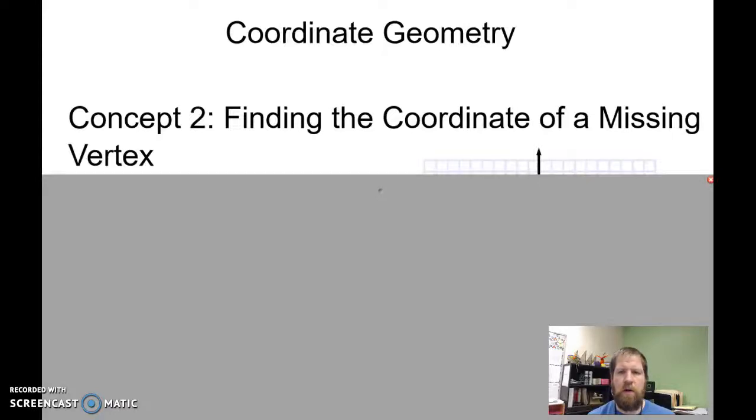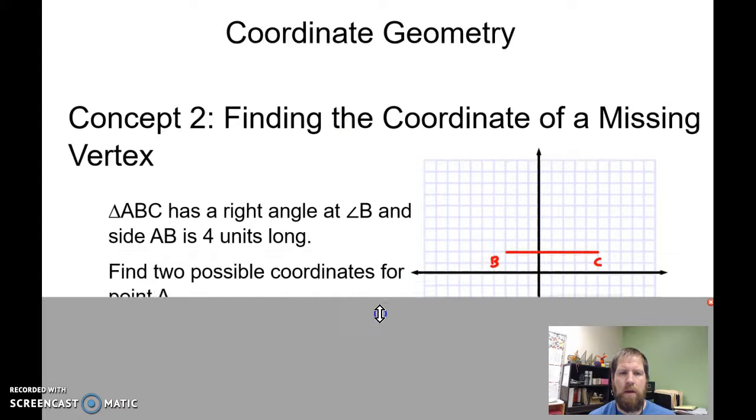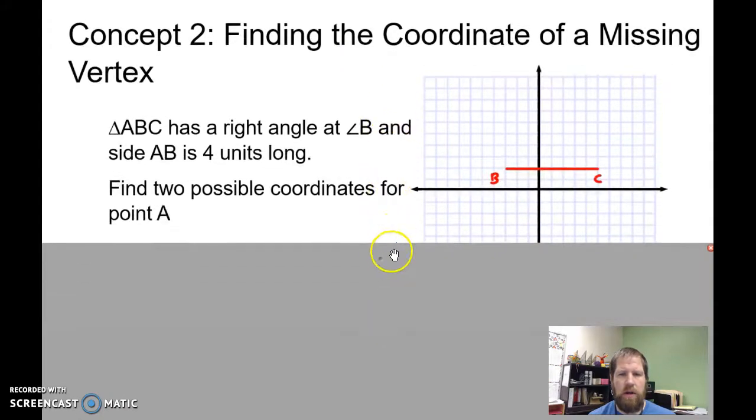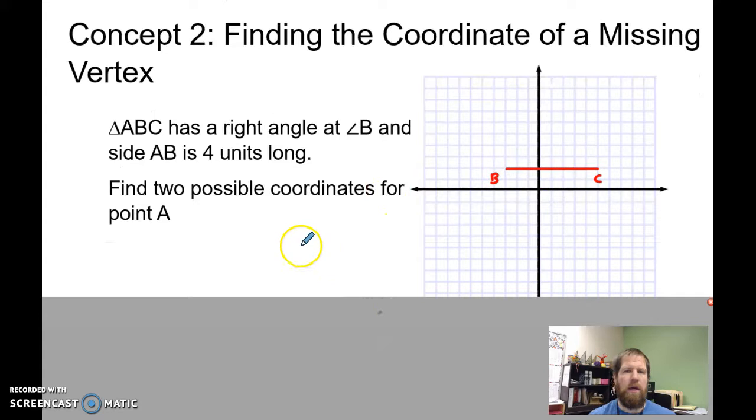Concept 2, finding the coordinate of a missing vertex. Sometimes we are going to be given a piece of a figure, and possibly some extra information. Here I've got a line segment from B to C, and I'm told that triangle ABC has a right angle at B and has a side of 4 units for side AB. Then I'm asked to find 2 possible coordinates for point A.